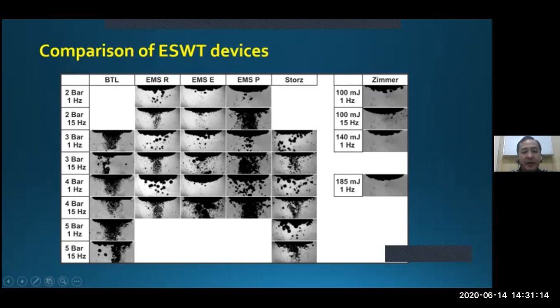the frequency of the shockwave which will produce the therapeutic effect is between 10 to 15 megahertz. We can see this here for the PDL, EMS, TORS, and the Zimmer. In the frequency of therapeutic effect here, 15 Hertz, the cavitation bubble will be produced. And which one produces more cavitation bubbles? I think that machine will have the better therapeutic effect.